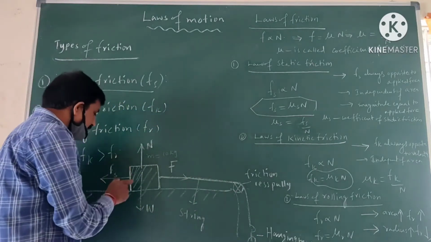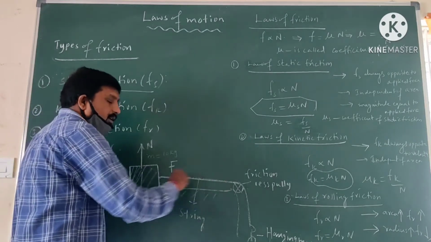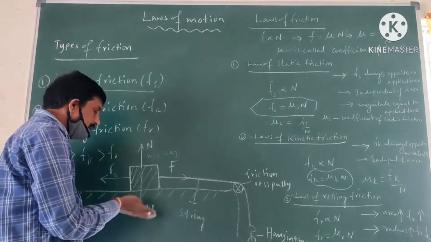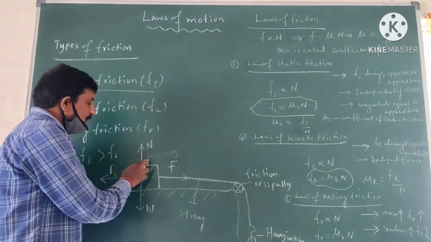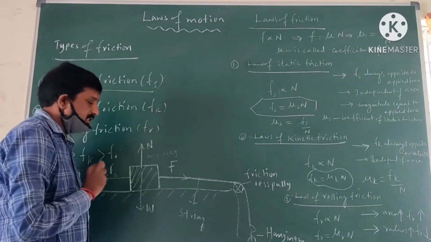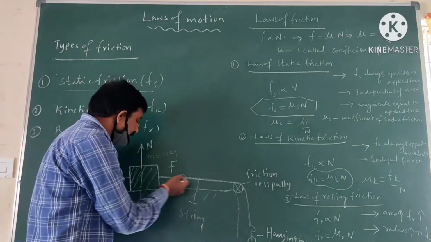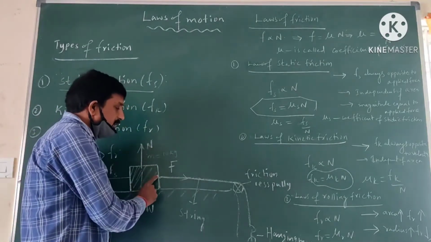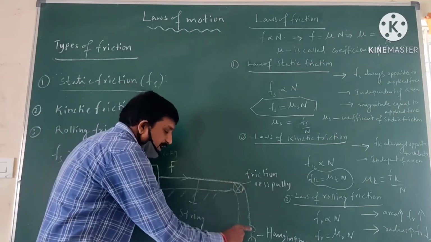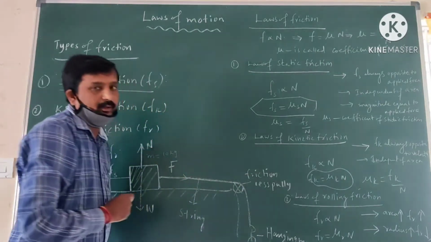So generally now we have considered one horizontal table. On the table we are taking one object. The mass of the object is 10 kg. So now I am taking one string. One end of the string is connected to the object, and the other end of the string is connected to a hanging mass through a frictionless pulley.